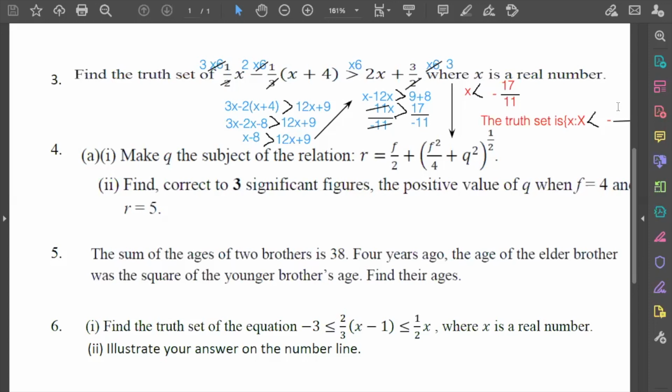So here I have negative 17 over 11. And then I end with my inverted commas. So here, my curly bracket. I end with my curly bracket. And that's it. I am done. Do you get it? Yes, please.